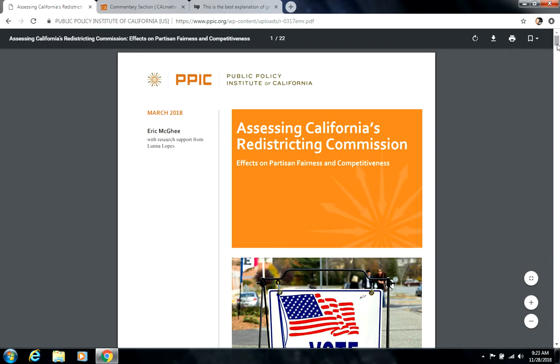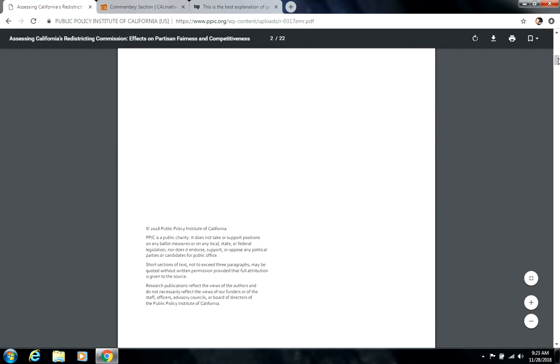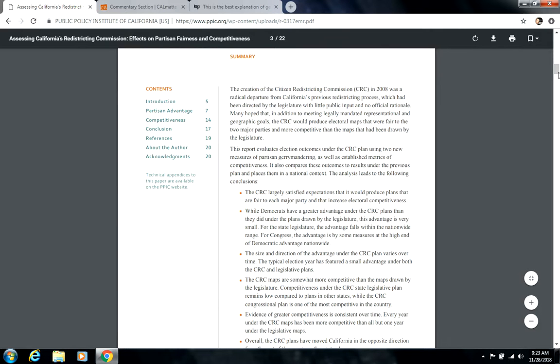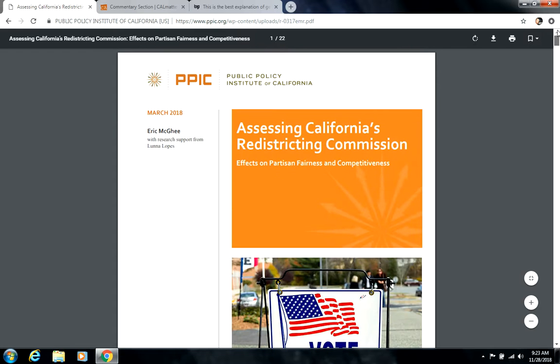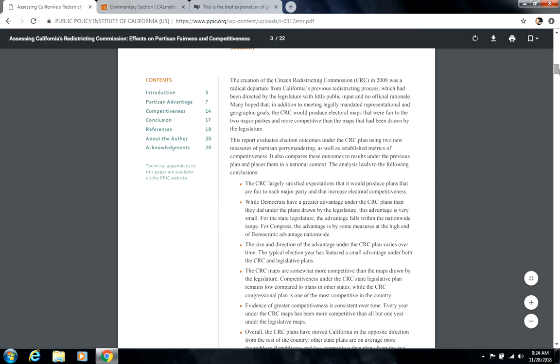Okay, what is partisan? We know that is one party, meaning Democrat or Republican. So it's not a good thing when it's partisan, when it says effects on partisan fairness. I don't think there's such a thing as that, not in today's day and age when you have such biasness going on. Okay, so what does this have to say?